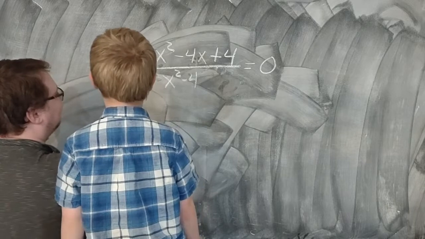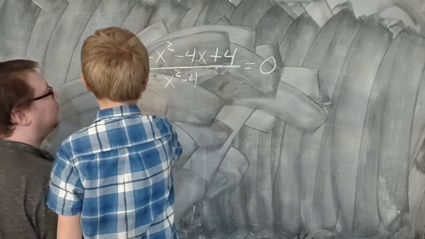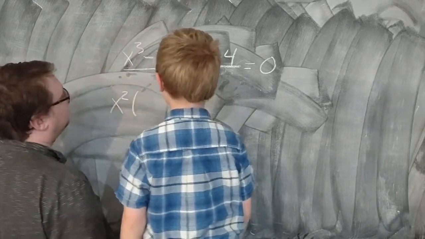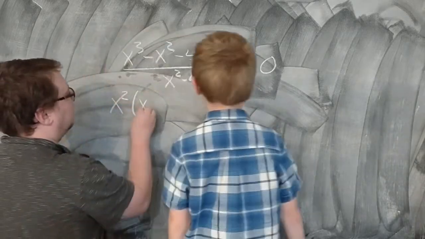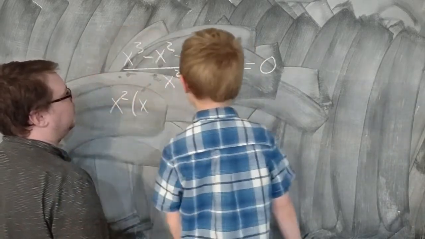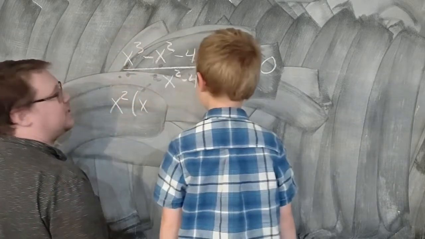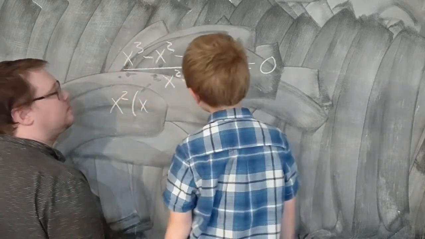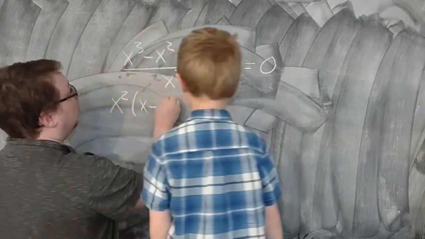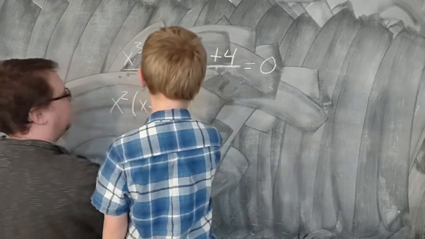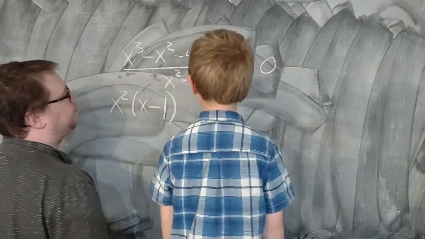X squared. X plus 1. Plus 1? Minus 1. Why is it minus 1? Because this is a minus, yep. And it's a 1 because we pulled out a full x squared. Okay. What next?